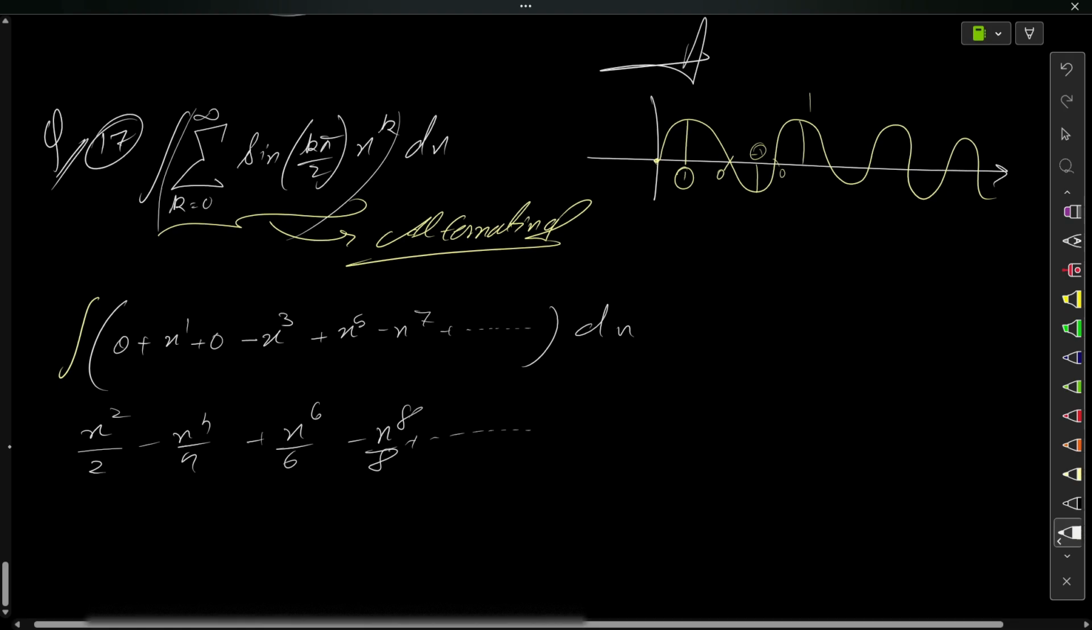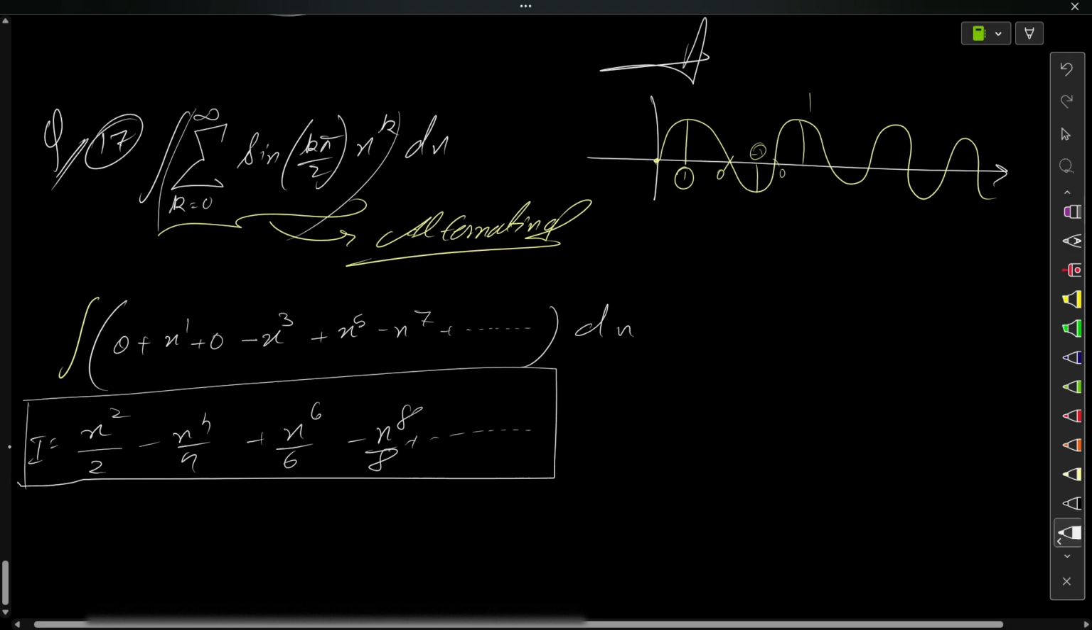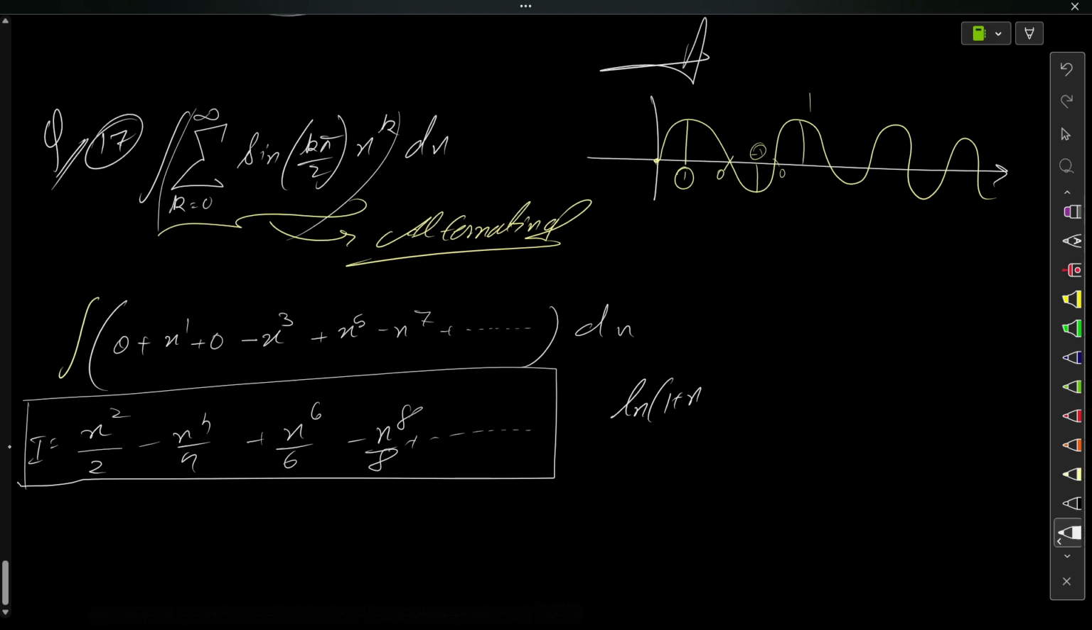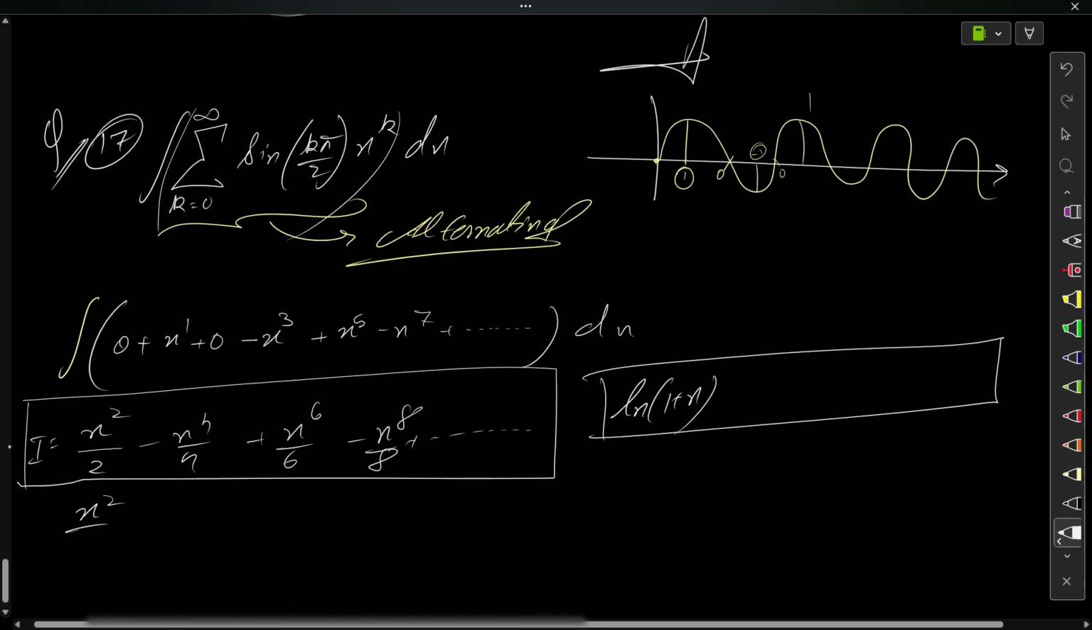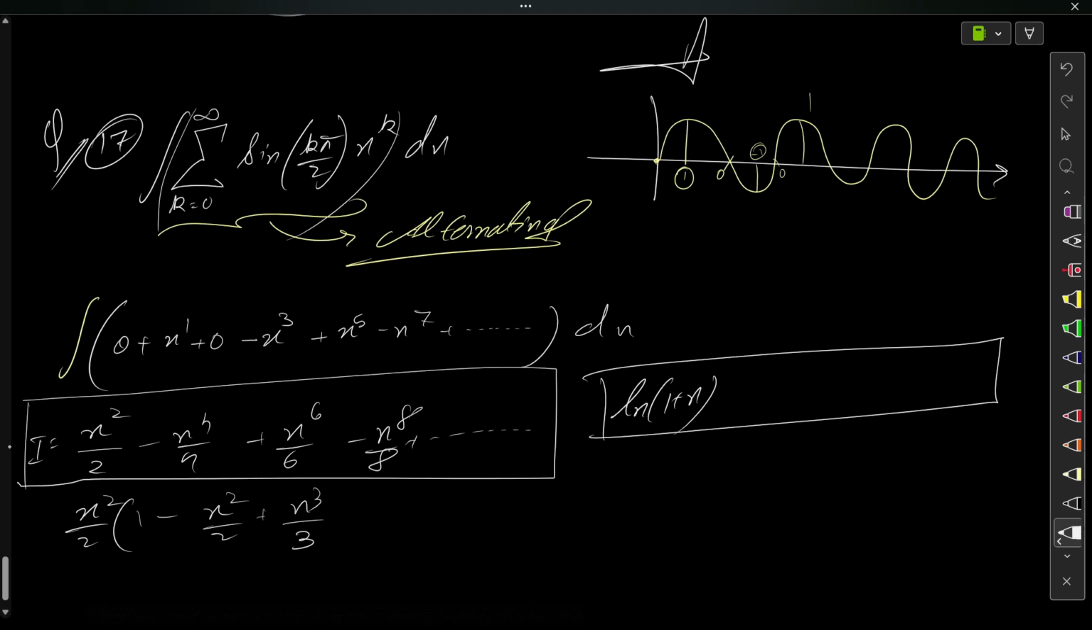Okay, now the real thing arises: how could I transform it? The Maclaurin series for ln of 1 plus x. Why am I taking ln of 1 plus x? Because this is looking exactly like that. How? Just take x square by 2 as common, 1 minus x square by 2 plus x cube by 3, right?